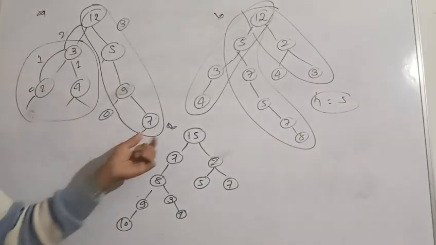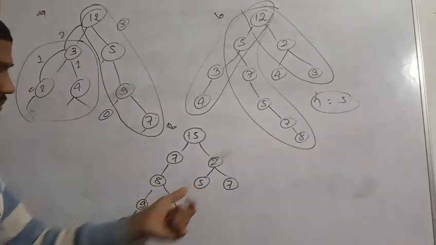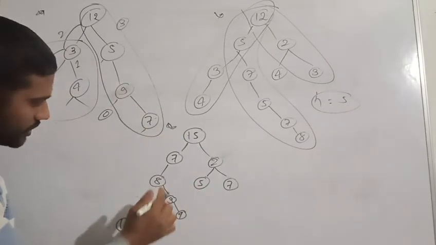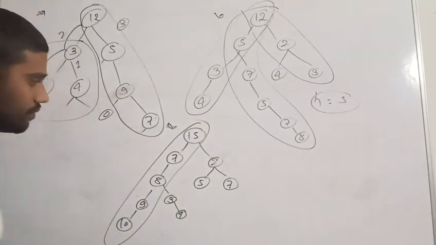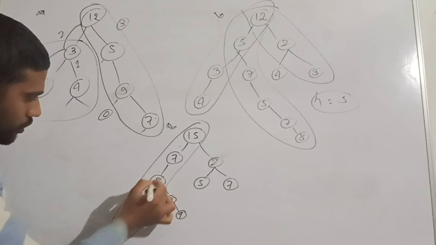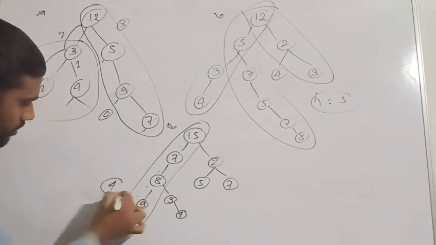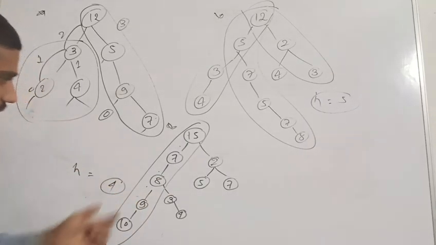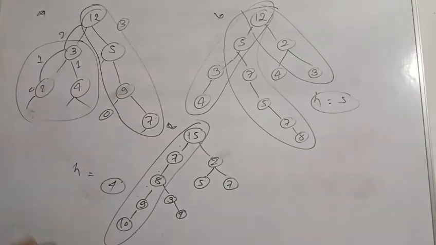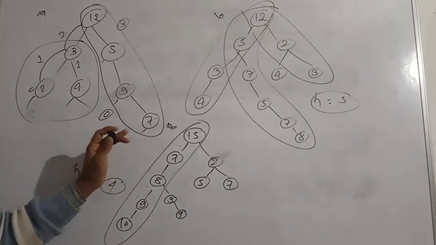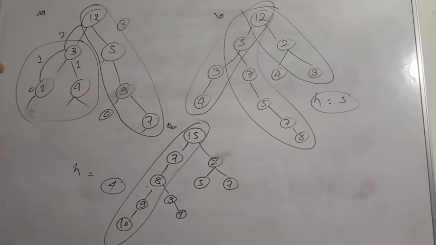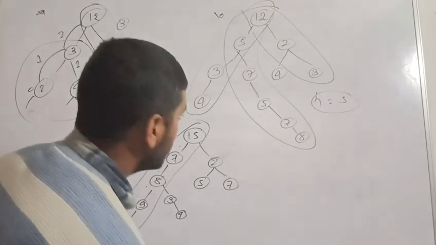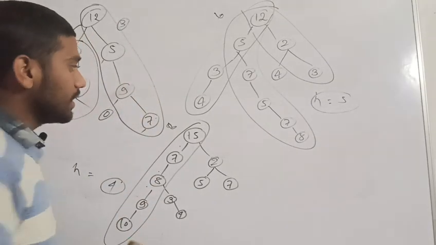Okay. Now let's consider this example. In this example, the longest path is, here is 1, 2, 3, 4 and height of the tree is 4. But we understand here what the height is, but how will we solve it and how will we find the longest path in the tree?